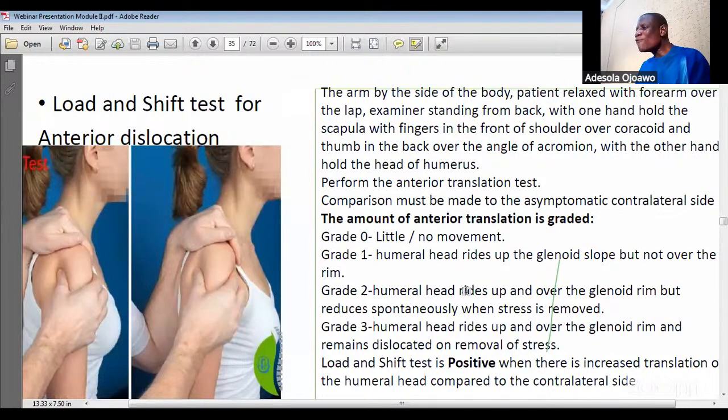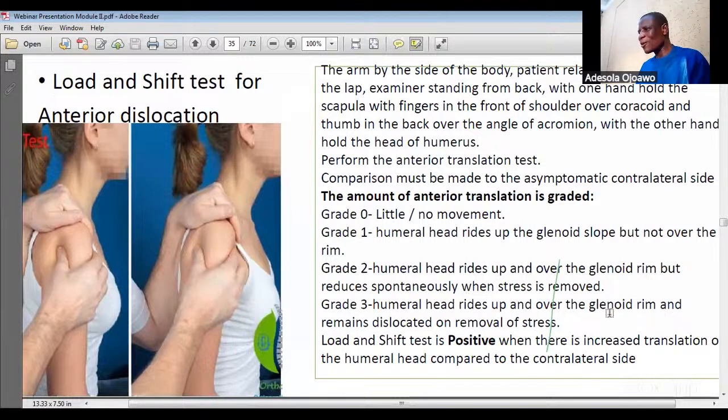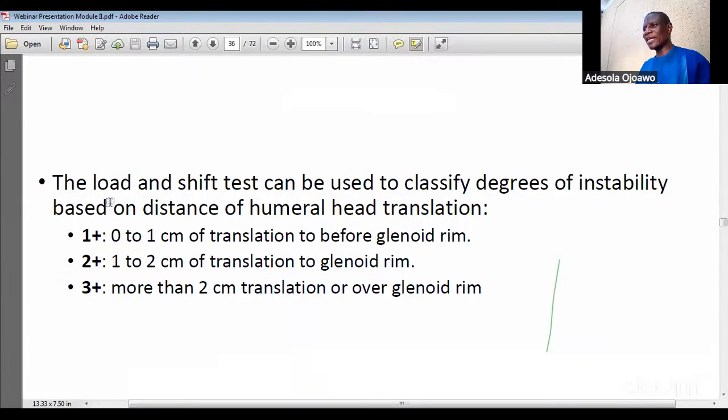But if you move the head of the humerus over the glenoid rim and it remains dislocated, we call it grade 3. In that way, the load and shift is positive. That means all the ligaments of the anterior portion of the glenohumeral joint are weak. So you have to be careful so that the patient will not have an anterior dislocation in the course of your mobilization.